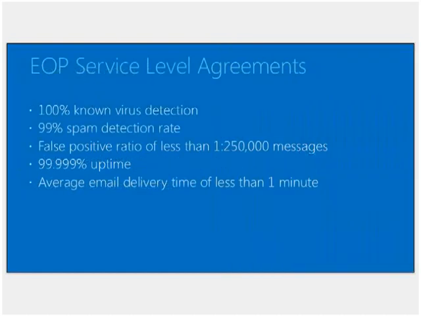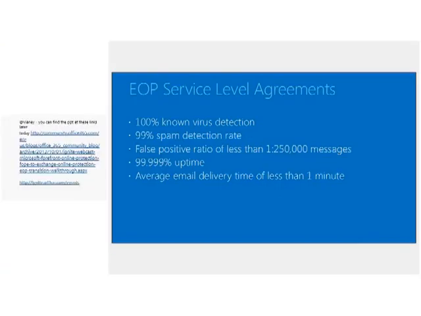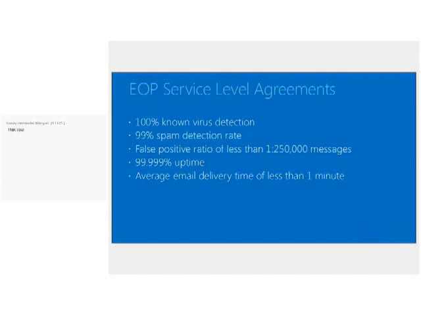A quick reminder of what the EOP standalone service level agreements are. We provide you 100% known virus detection. This is because of the multiple antivirus engines that are in place, providing you real-time protection. A 99% spam detection rate. We provide a false positive ratio of less than 1 in 250,000 messages. The five nines of uptime, which is higher than the Office 365 SLA as well, and an average email delivery time of less than 1 minute.